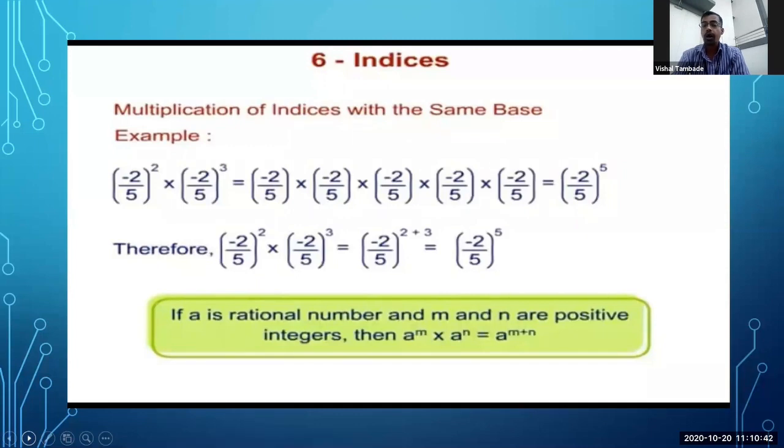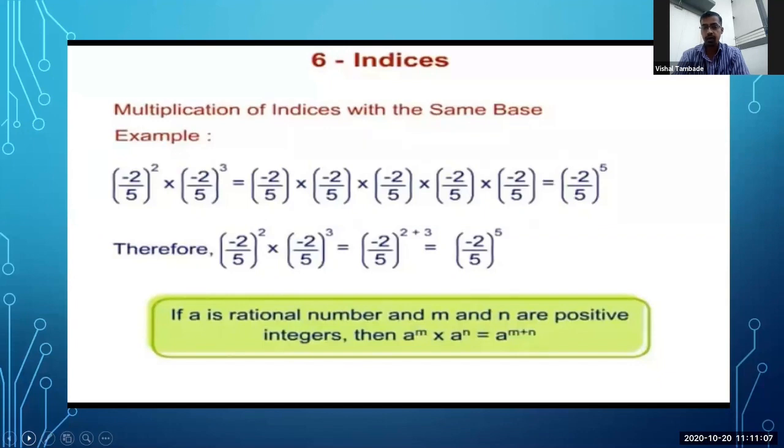Okay, what law did we find out here? Therefore, minus 2 upon 5 raised to the power 2 multiplied by minus 2 upon 5 raised to the power 3. Means base is same. We take base one time, minus 2 upon 5. Now add the index or power, 2 plus 3, 5. Second step. Look at the second step.